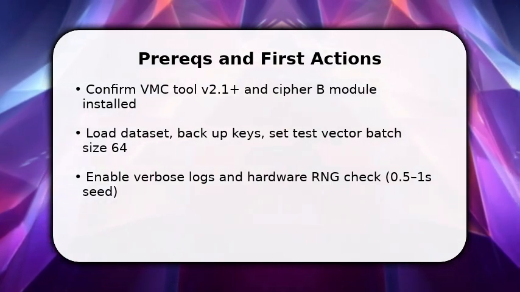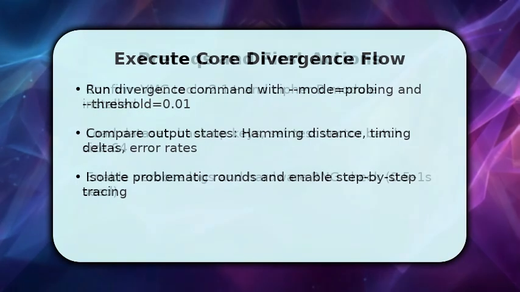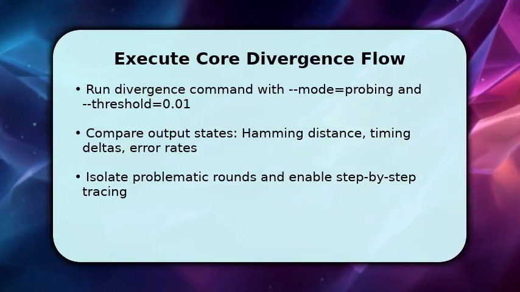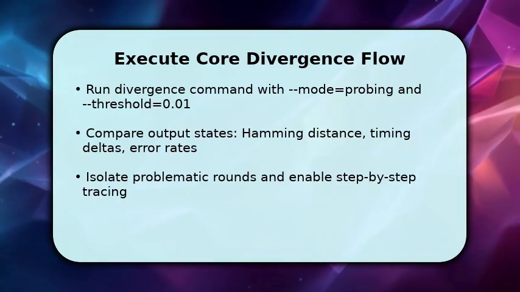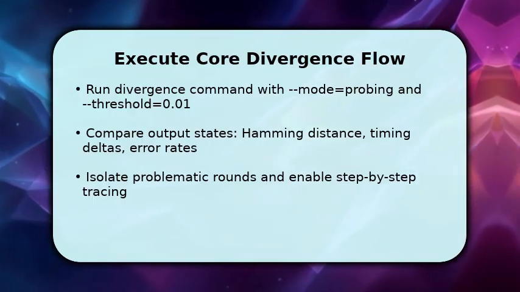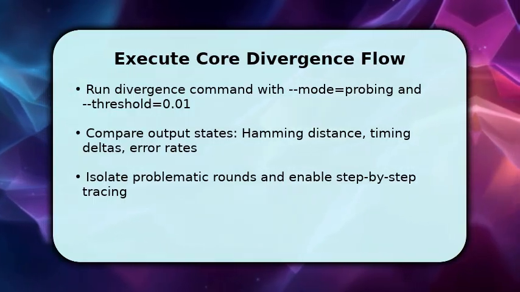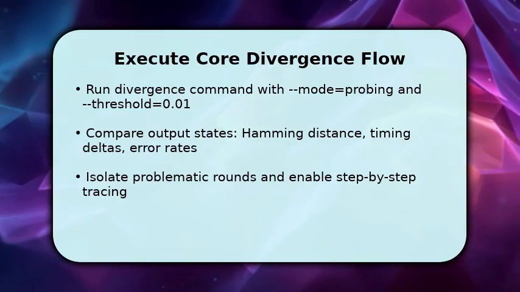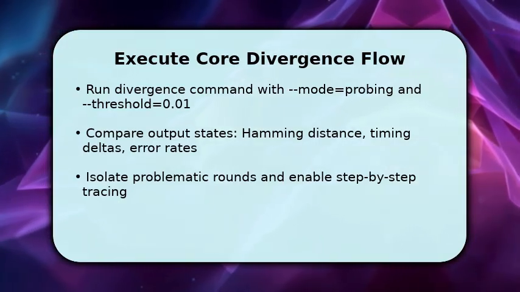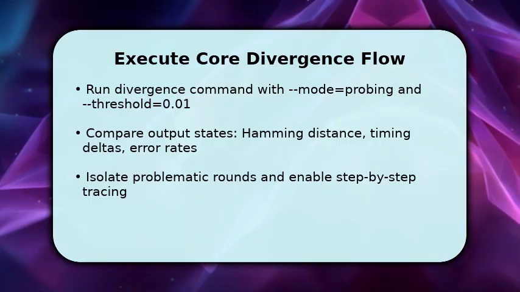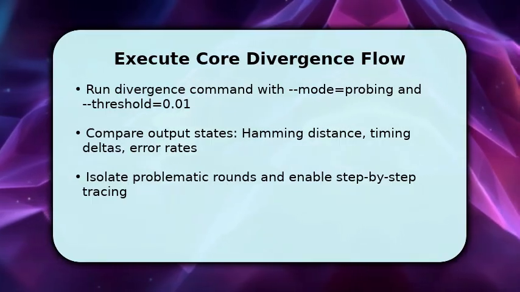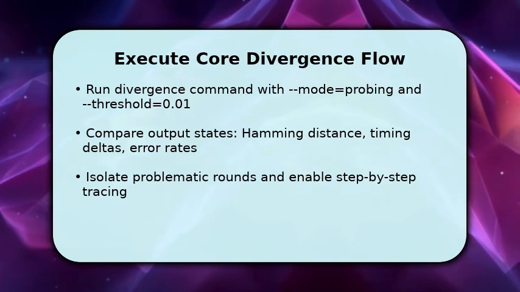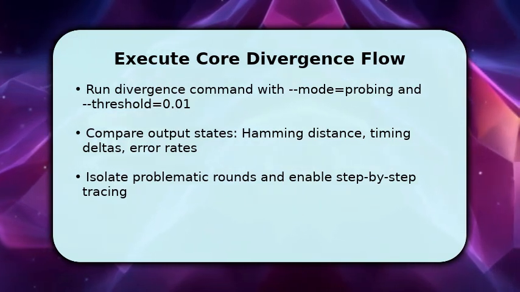You execute the core divergence flow by running the divergence command in probing mode with threshold equals 0.01 to capture subtle deviations. As it runs, compare output states across runs using Hamming distance, timing deltas, and percent error rates to quantify divergence. Once differences appear, isolate the problematic rounds and switch tracing to step-by-step to pinpoint the instruction or operation causing the split. Make sure to keep paired inputs consistent, so you measure algorithm divergence versus input.